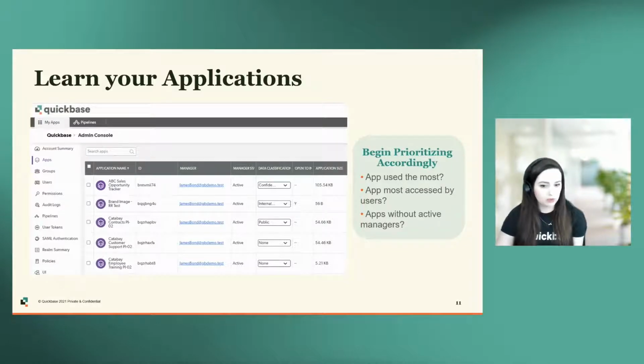Well, it's going to help you to prioritize which apps you tackle first. What app has the most users? What app has been most recently accessed? What app hasn't been modified in a long time? Those are probably the apps you should focus on understanding first. And on page 11 of your workbook, there's a worksheet that can be used as a framework to help prioritize your Quickbase apps.